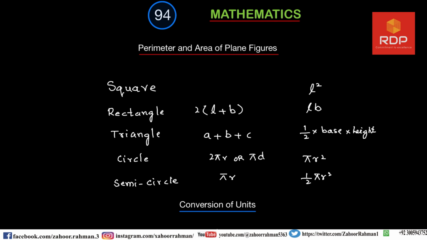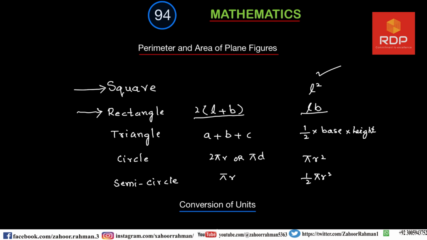So, when there is a square and we want to find the area of that particular figure, we will use this formula. Similarly, for rectangle, we are having 2 times the sum of the length plus breadth. This formula will be used. And for area, we will use length into breadth.